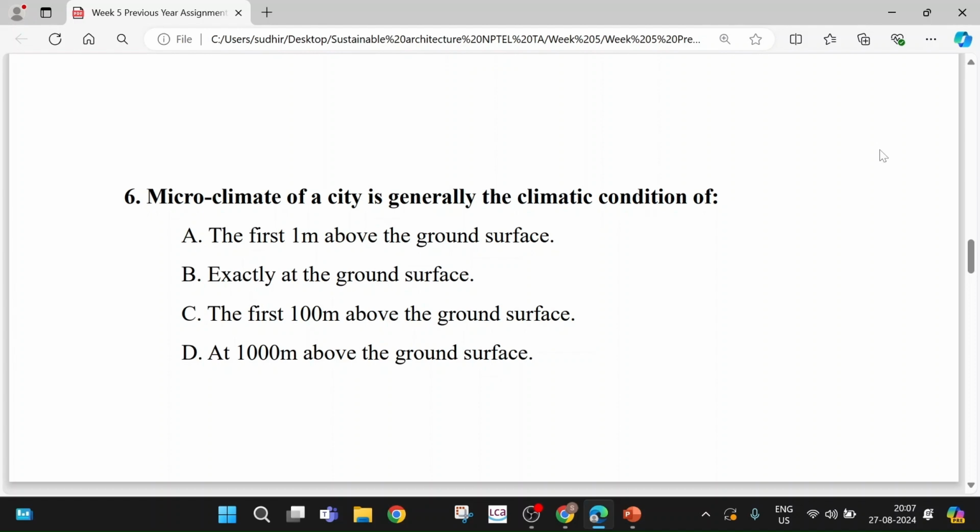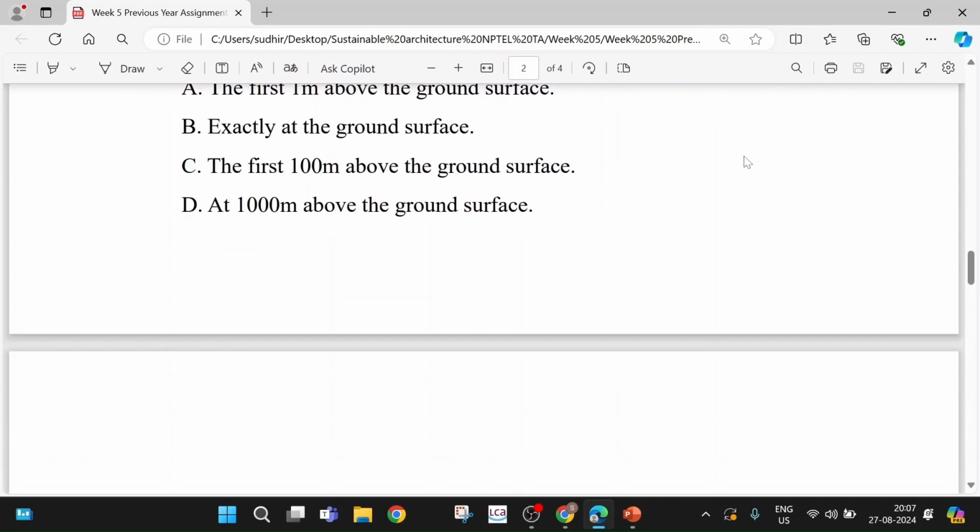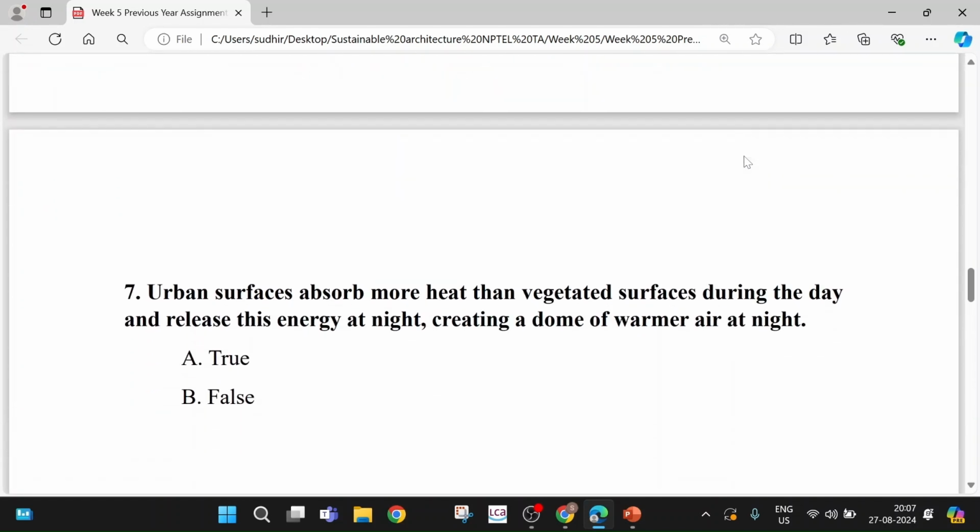Okay, then here is question number 7. Urban surfaces absorb more heat than vegetated surfaces during the day and release this energy at night, creating a dome of warmer air at night. Is it true or false?